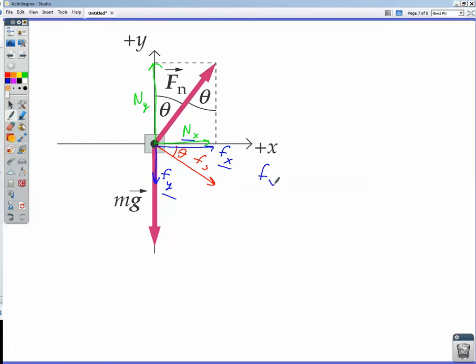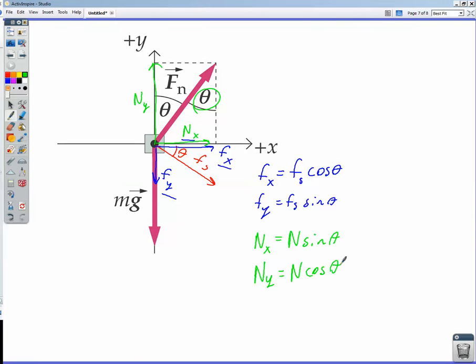So Fx is adjacent to theta, so we've got Fs cos theta. That makes Fy Fs sine theta. And then if we talk about our normal force, we look at Nx up here. According to that theta, it is opposite, so Nx is going to be N sine theta, and Ny then is N cos theta. Now let's move to the next page and apply these.